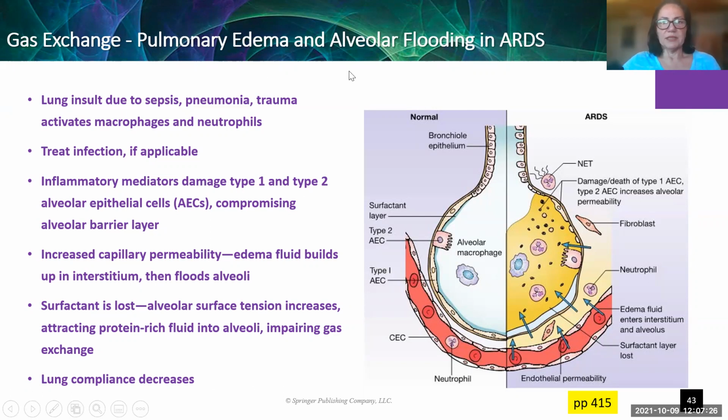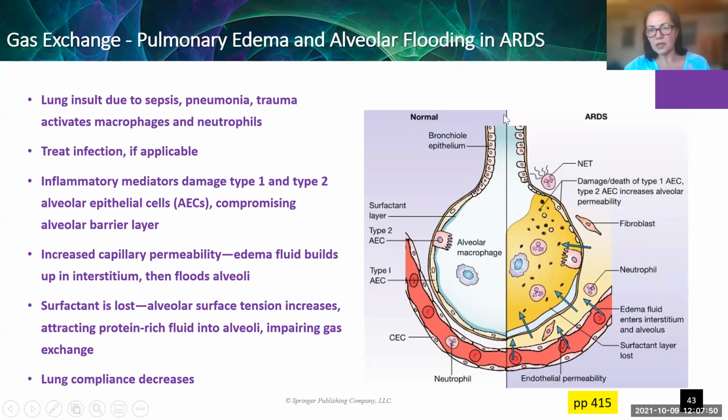All right, so what happens in ARDS? There is some kind of lung insult due to sepsis. It could be pneumonia. There could be trauma, a physical trauma can set this off. But basically, we have the innate side of the immune system activated. So the macrophages and neutrophils are activated.